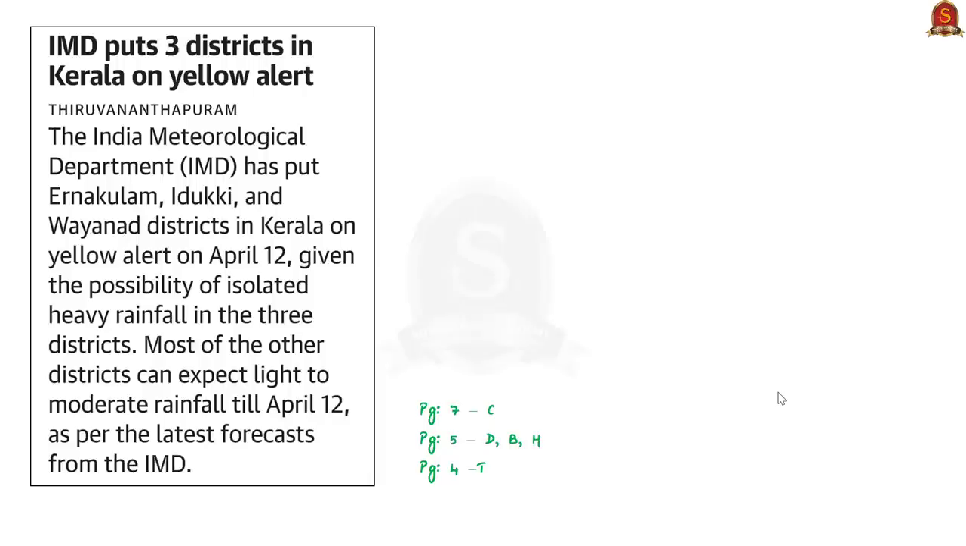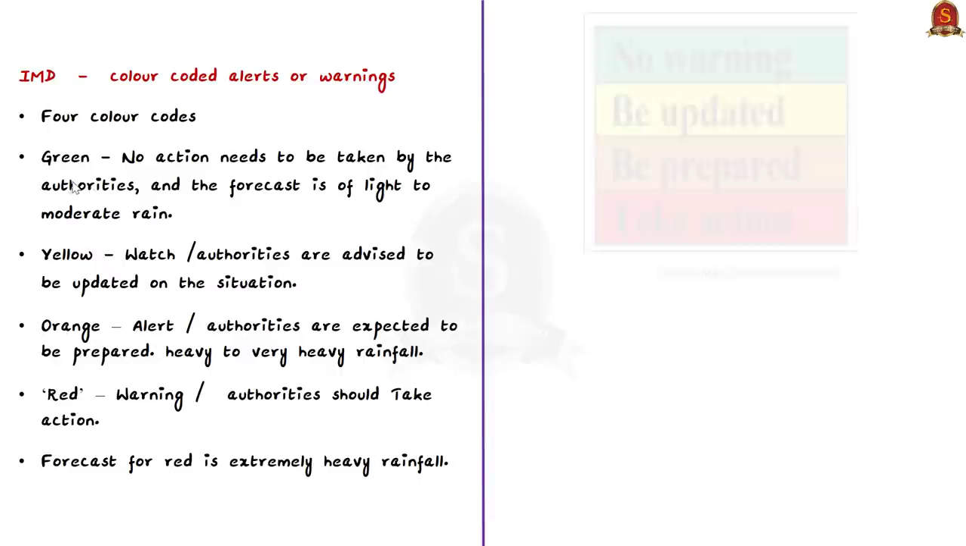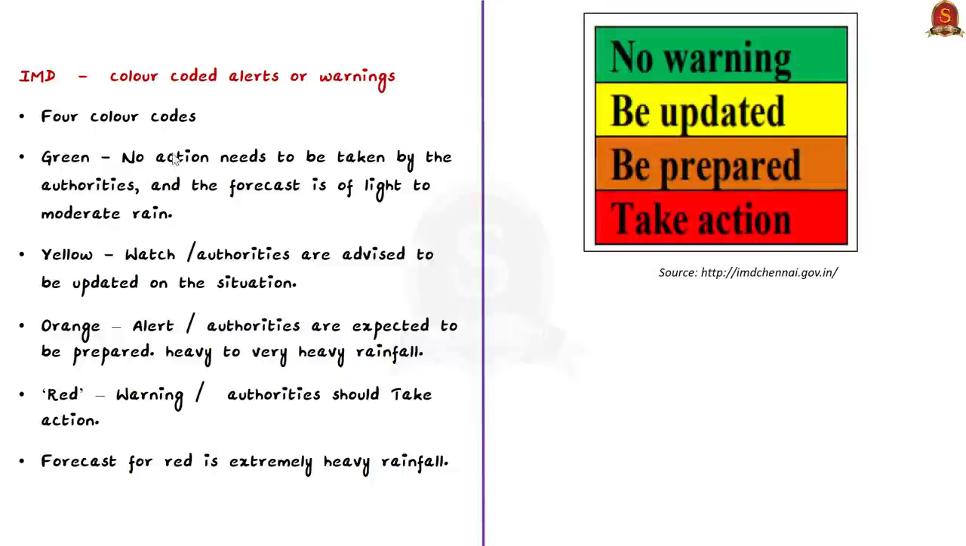Now, this news article is about the yellow warning issued by Indian Meteorological Department on Ernakulam, Idukki and Wayanad districts in Kerala. This is because of possibility of isolated heavy rainfall. So in this slide, let us learn about the color-coded weather warnings, and also in brief, we will also see about IMD. See, often in news, we come across IMD issuing color-coded alerts or warnings to particular districts in a state. These warnings are mainly meant for administrators to keep ready and to position their resources to handle situations that arise out of weather-related disastrous events.